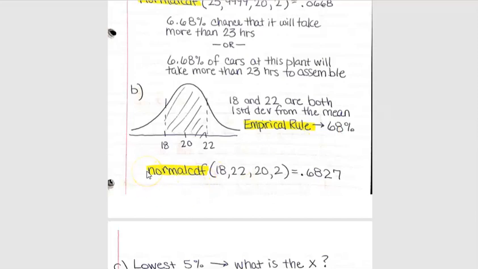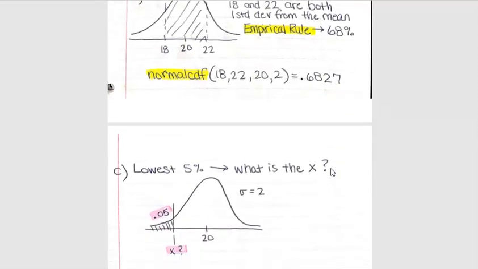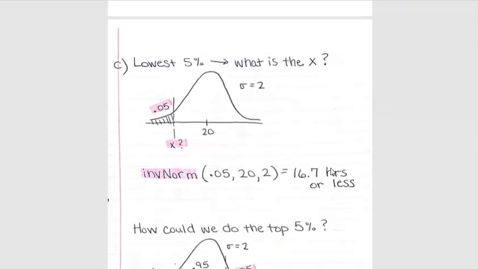But if you didn't notice that and you were just doing it in your calculator, we would still do the normal CDF, right, because we know the X values and we're trying to find the area. This time, because we have two values for X, those are going to be our lower and our upper boundaries. So we'll start with 18 and go up to 22. Then our mean and standard deviation, we get 0.6827. So you see that both of these are very similar, right? Both of them round to about 68%. Again, the empirical rule is rounded, so that's why you get a little bit of discrepancy there.